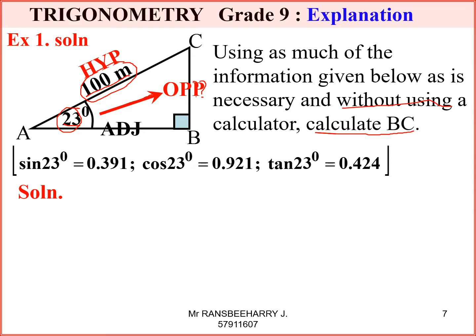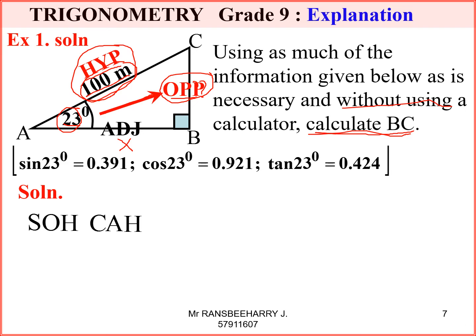Now we are required to calculate BC, so we are going to use BC, and what is known is the hypotenuse. The adjacent is not known and we do not need to find it. So we're only going to use opposite and hypotenuse. So here we use SOHCAHTOA. We identify in which of the three ratios we have OH. So OH we have here, so we are going to use sine.